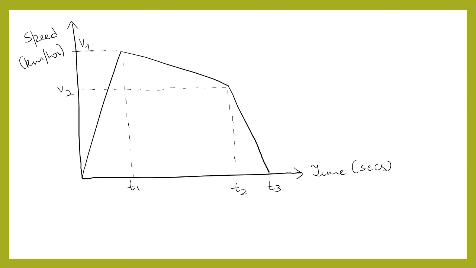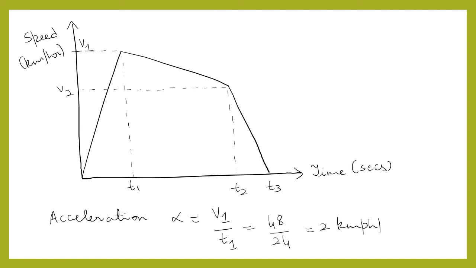The speed time curve considered is the quadrilateral speed time curve. So the acceleration alpha is given by V1 by T1, that is 48 by 24. So alpha is 2 kilometer per hour per second.